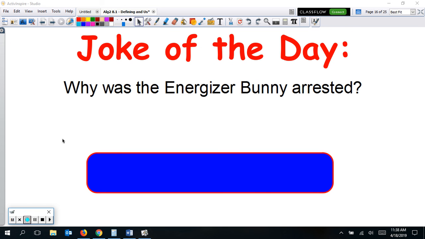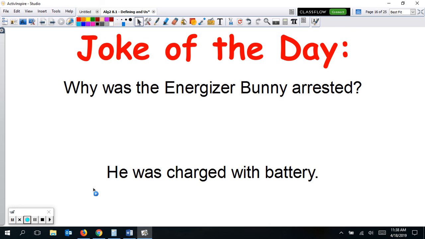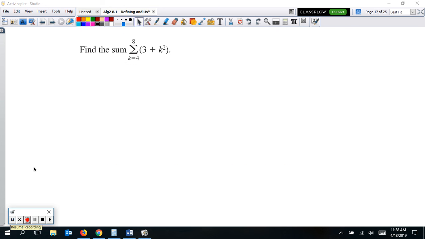Okay, so our joke of the day, here it is. Why was the Energizer Bunny arrested? Well, because he was charged with battery. He was charged with battery.